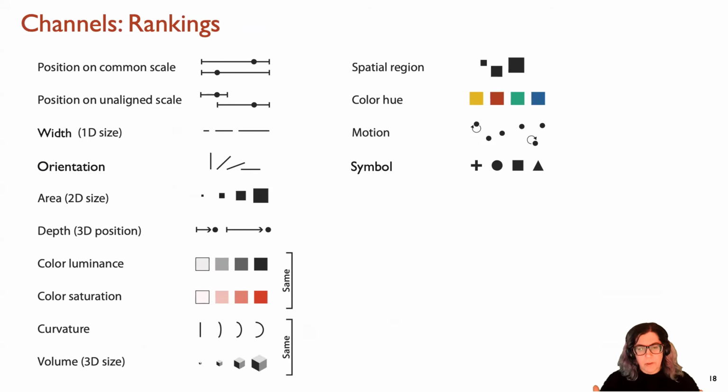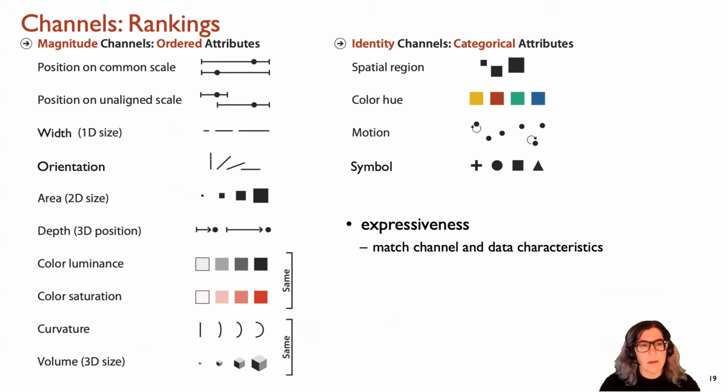So here we see, again, a subset of all possible channels, and let's think about this idea of ranking them. One thing I've done here is split these into two sides. This is not a coincidence. This structure mirrors two key things: the structure of the human perceptual system, and the kind of data that we talked about in the data lecture. So on the left here, we have the so-called magnitude channels.